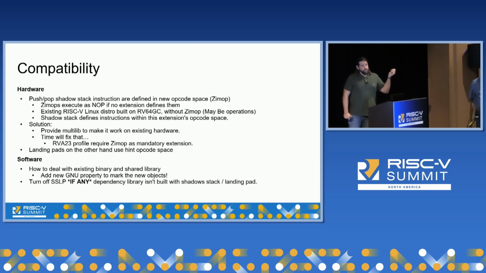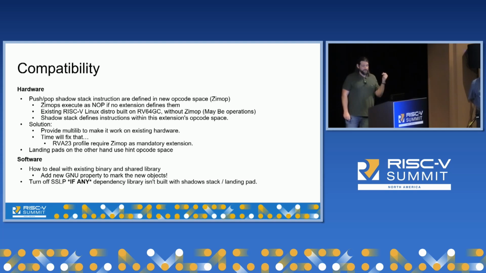However, we can provide a multi-lib solution in order to support both variations, with shadow stack and without shadow stack. And since in RVA23 it is required to have ZMOPs as mandatory, in the near future it's going to be resolved by time. For the landing pads, since we use the hint opcode space, they already execute as NOPs in the existing hardware, so we do not have this problem.